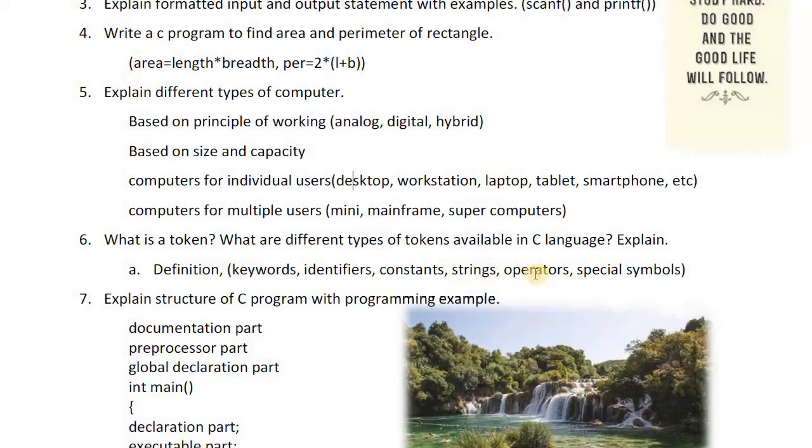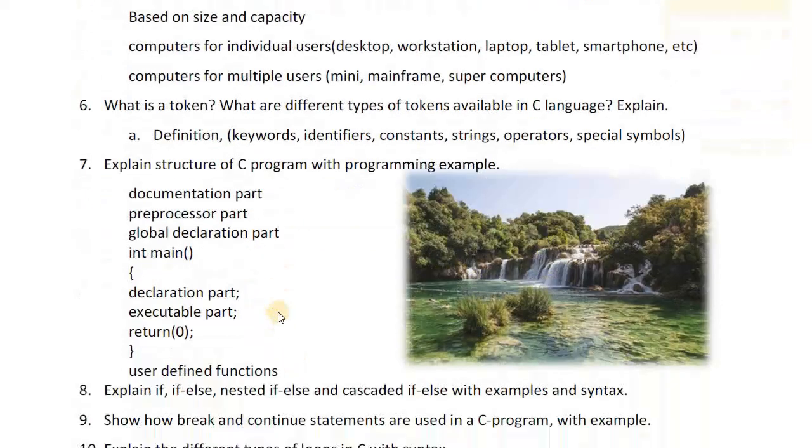Operators: without them we cannot solve problems. Operators play a very important role in writing expressions. Answer equals a plus b. A and b are the operands, plus is the operator. We discussed three types of operators: the first one is unary operators, the second is binary operators, the last is ternary operators. Explain about all the three. Special symbols: hash, comma, semicolon, colon, single quote, double quote, asterisk sign, square brackets, flower brackets. Write all these things. Very good.